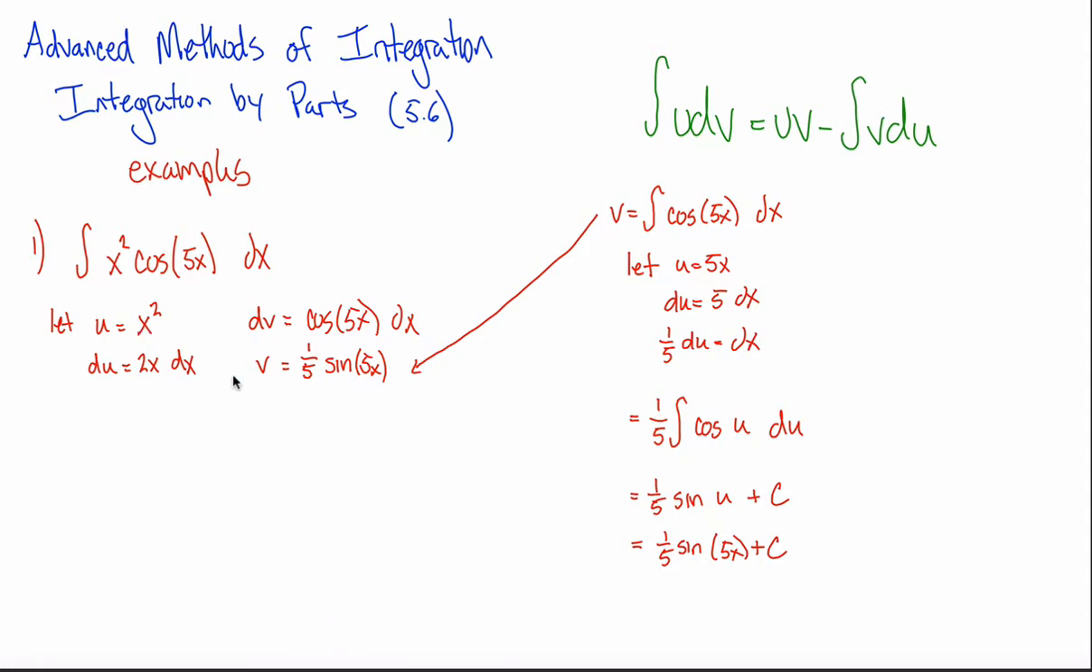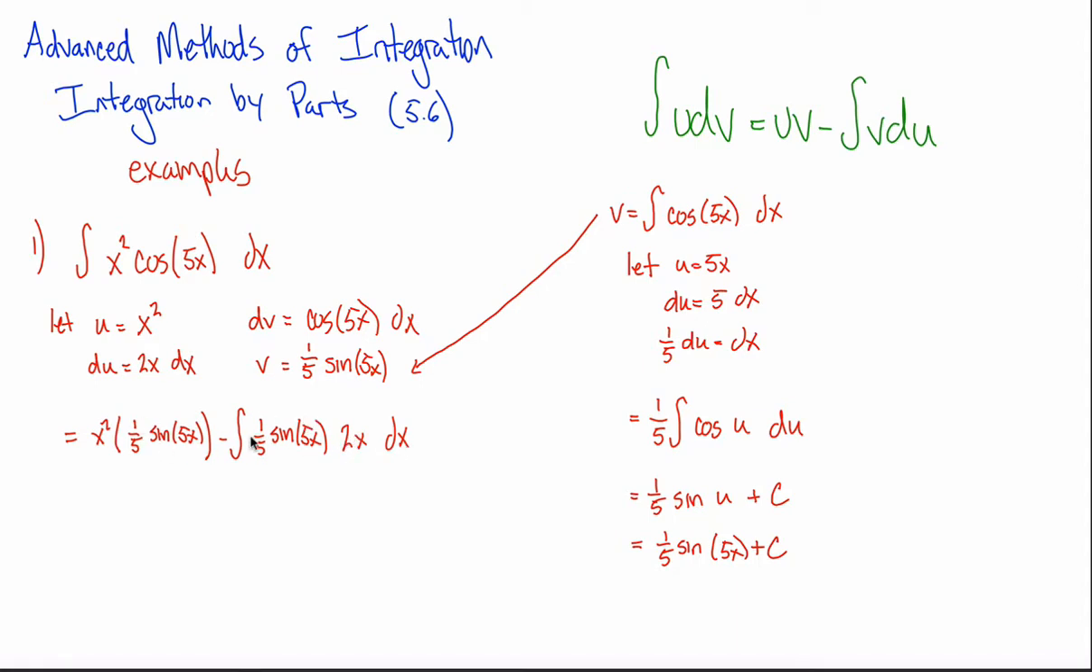At any rate, once you have these four pieces, you can use your integration by parts formula. My integration by parts formula tells me that the integral of u dv, so the integral of x squared cosine of 5x dx, exactly what I have written right here, is equal to u times v minus the integral of v du.